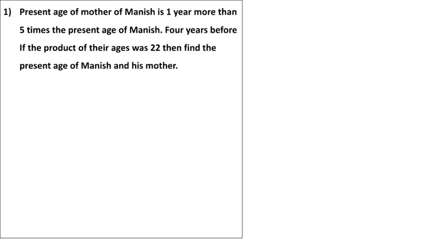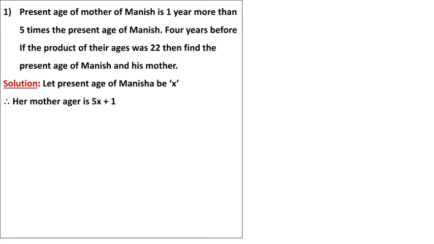Present age of mother of Manish is 1 year more than 5 times the present age of Manish. 4 years before, if the product of their ages was 22, then find the present age of Manish and his mother. Children, here we don't know the age of Manish. So what will we assume? Let present age of Manish be X.